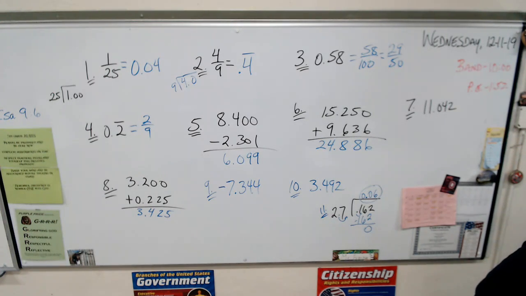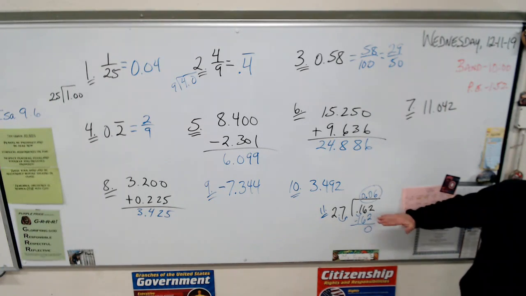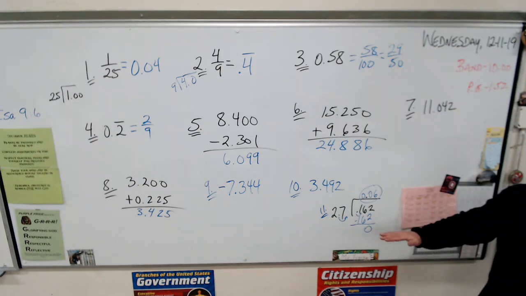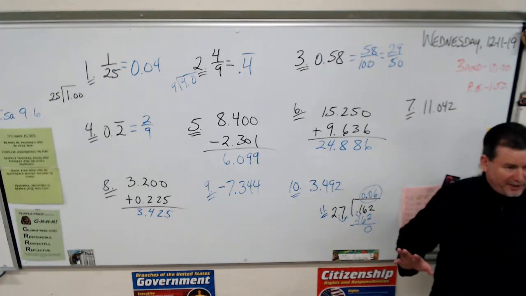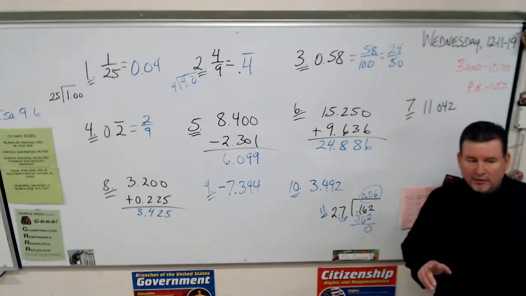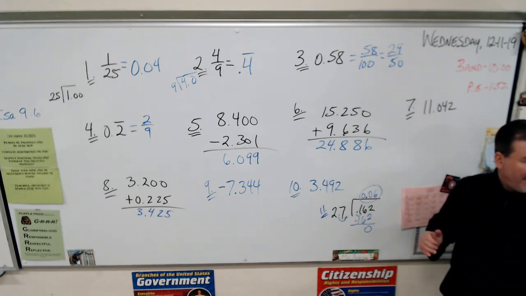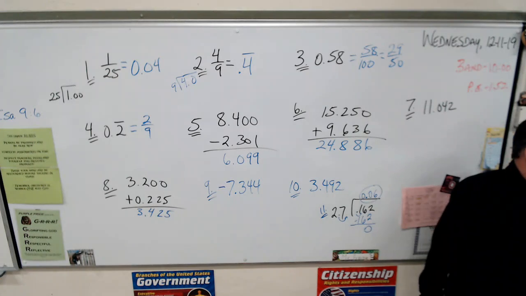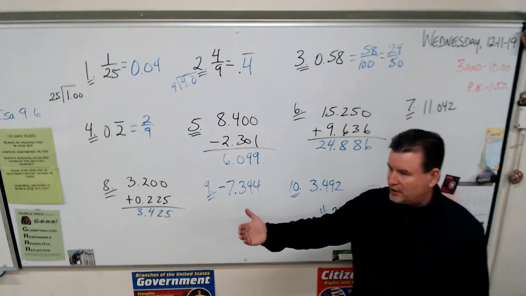Same process for number 12. The 2.07 goes inside the box. Everybody look up here for one second. Raise your hand if this is not an issue for you, knowing which one goes inside the box. Everybody's clear on that now. Everybody's clear on which number goes inside the box.